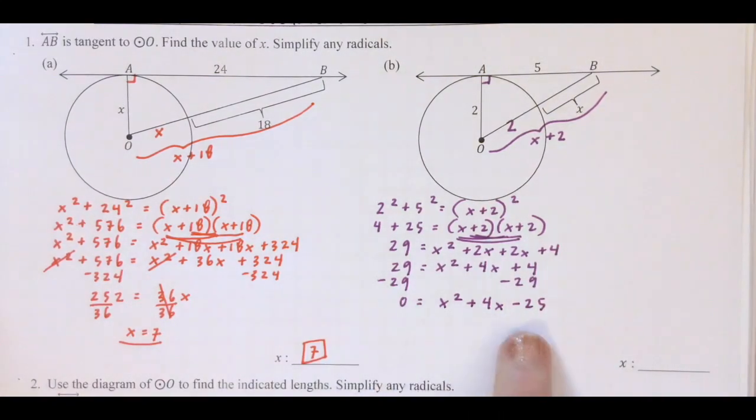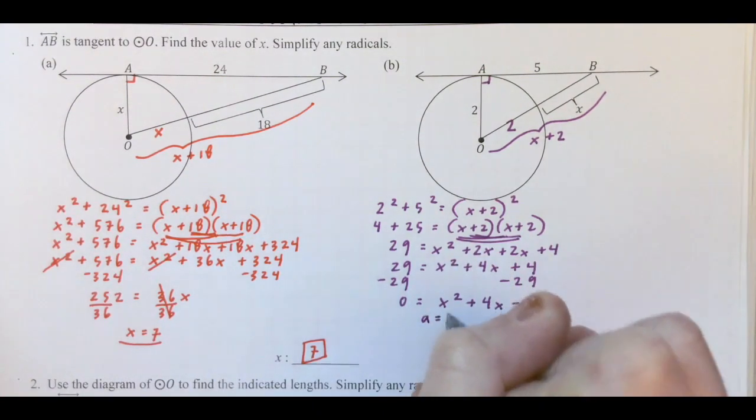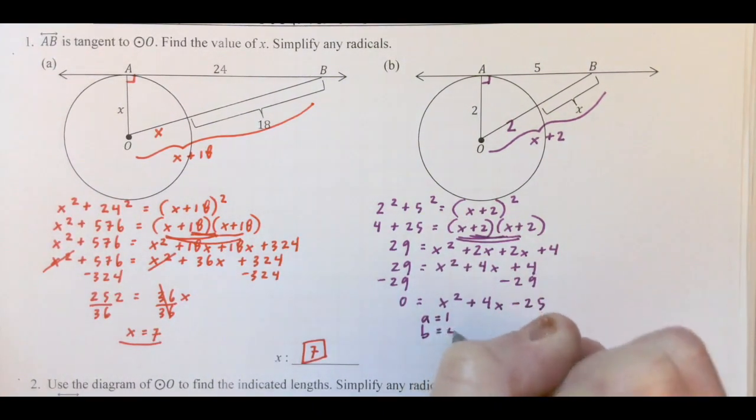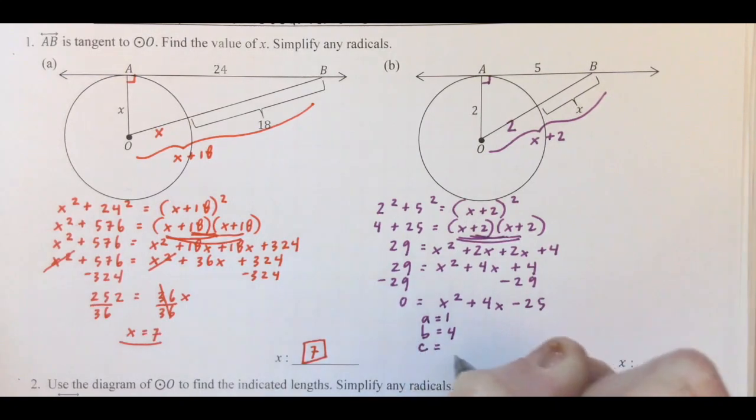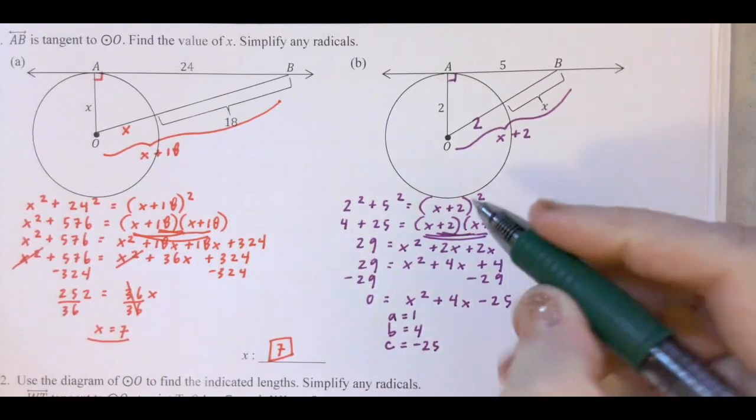So now I stare at that and I think, can I factor that? Is there something that multiplies to a negative 25 that adds to a positive 4? And we come up with no, right? There's no way to factor this. So I'm going to take it to the quadratic formula. I know that the A value is 1, B is 4, and C is negative 25. So let me continue that up here.